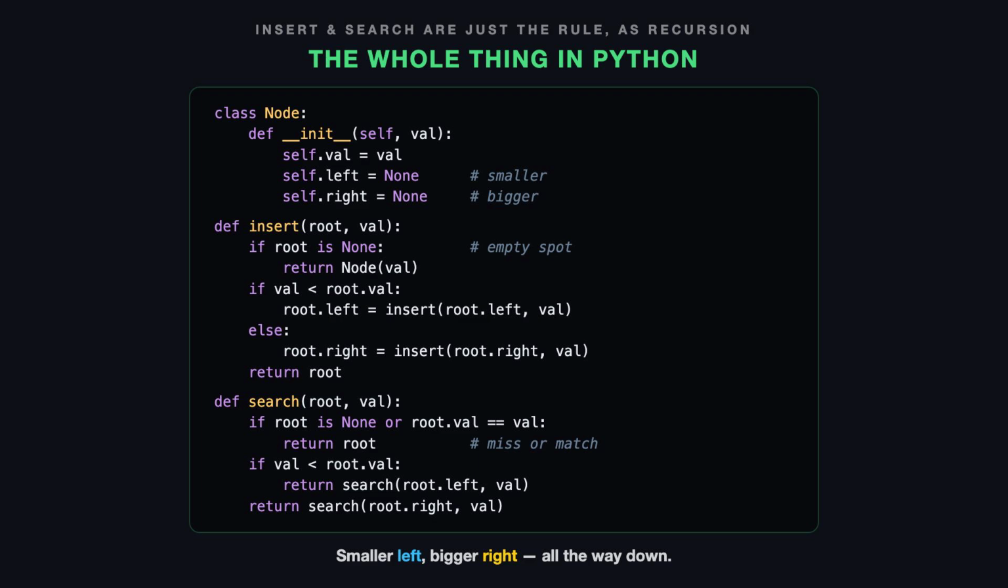Search is the same walk. Empty tree, or a match, we are done. Smaller, go left. Bigger, go right. Read it out loud and it is just the rule, one more time. That recursion is the tree teaching you about itself. Smaller left, bigger right, all the way down.